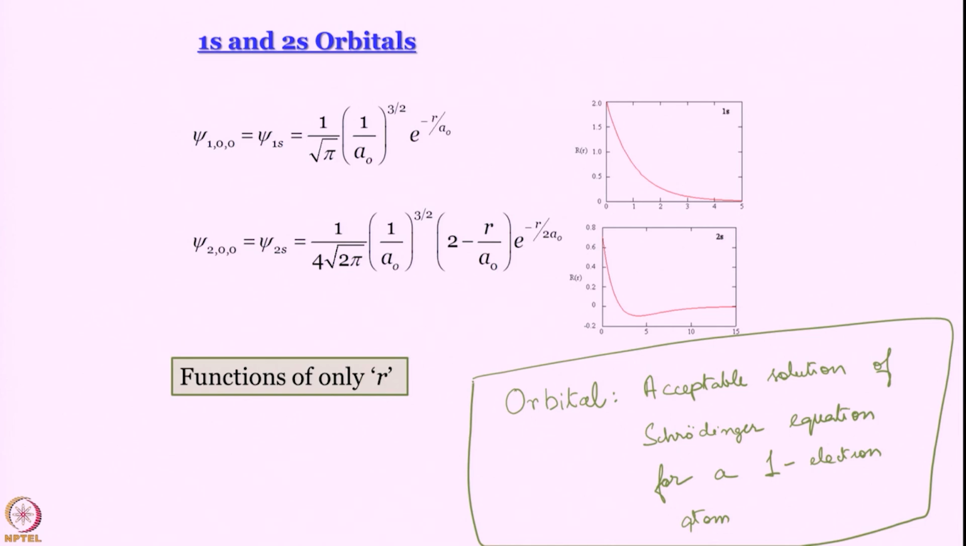Okay. So, now let us look at this 1s and 2s orbitals. Exponential decay in R, this is what it looks like. Psi 2 0 0, where is this going to become 0? 2 minus R by A0 equal to 0. So, R equal to 2A0. So, at R equal to 2A0 we have a node. What is A0? The Bohr radius.